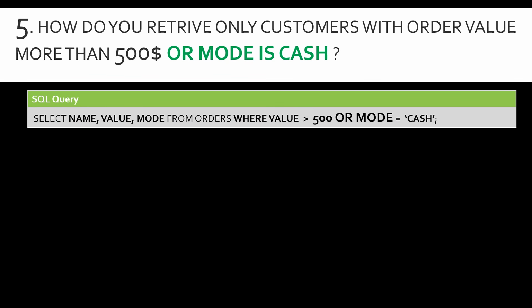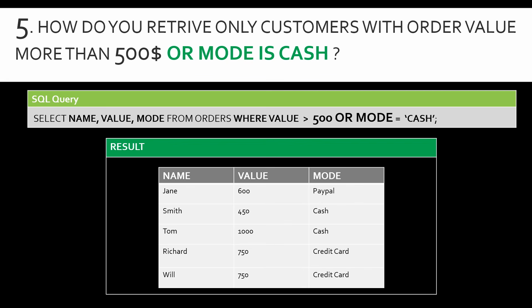It is the same as what we saw previously. The only change is after value is greater than 500, we have an OR clause and then mode equal to cash. So we are interested in customers with order value more than 500 or who have paid in cash. So the query will return as such. If you see, there are 5 rows here, and I want to point out row number 2, Smith. Even though his order value is less than 500, which is 450, because the mode is cash, the SQL query will return this particular result.